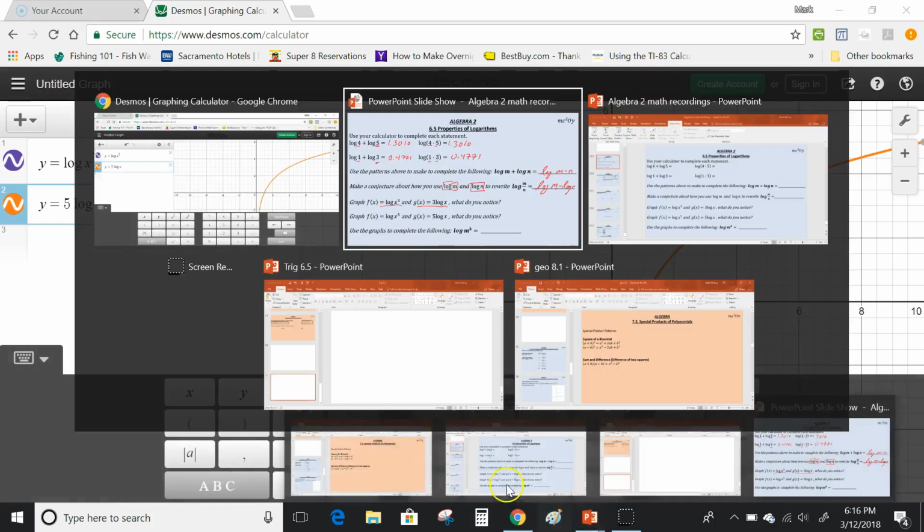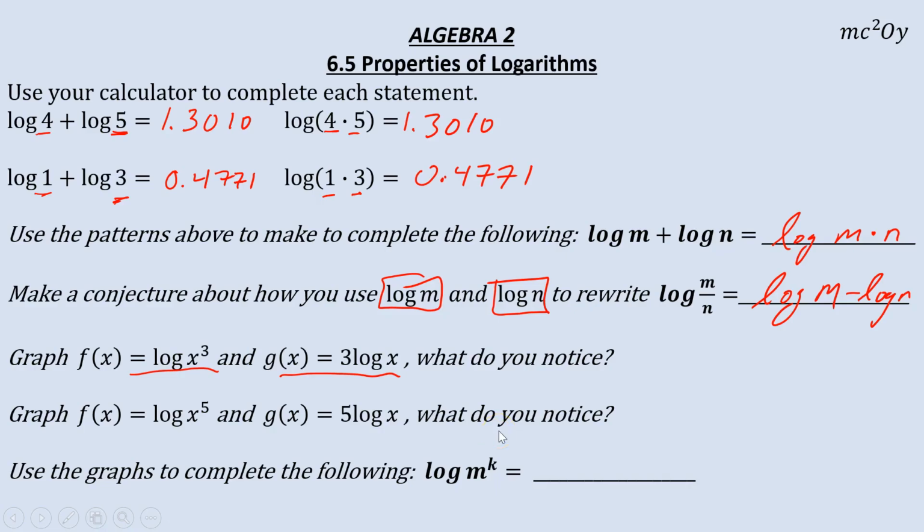So thinking through that, if we use the graphs to complete this statement, log m to the k is actually equal to, well, we bring that k out front just like we did with this 5. We bring it out here and you end up with 5 log x. It's equal to k times the log of m.